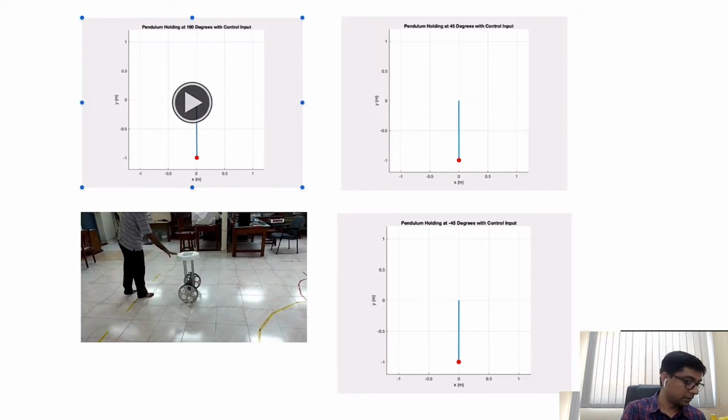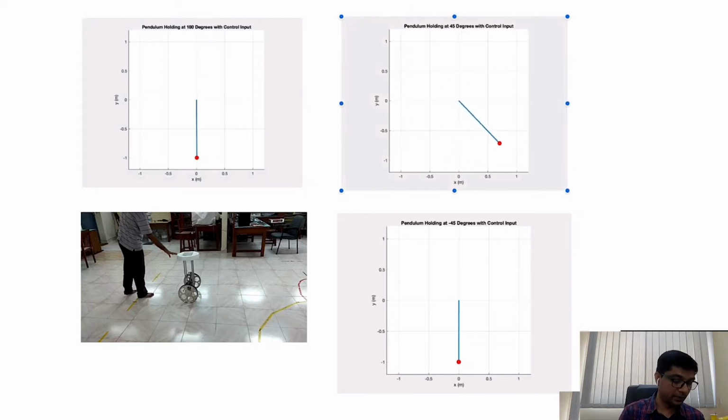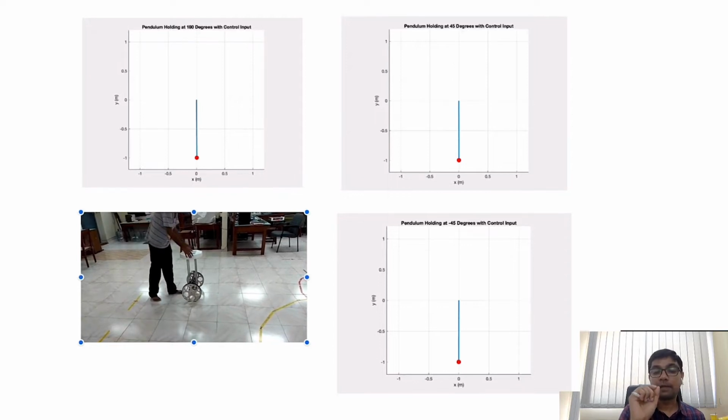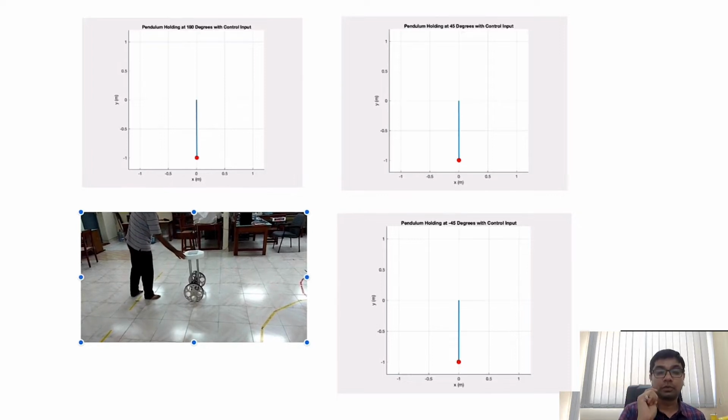I can force the system to go to 180 degrees on the top, 45 degrees, negative 45 degrees. Not only that, if it is forced to be on the top, slight perturbations will bring it back to the position where it was forced to stay.